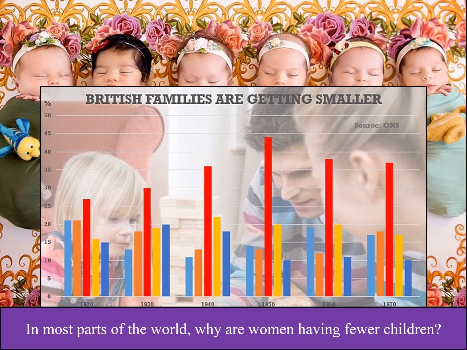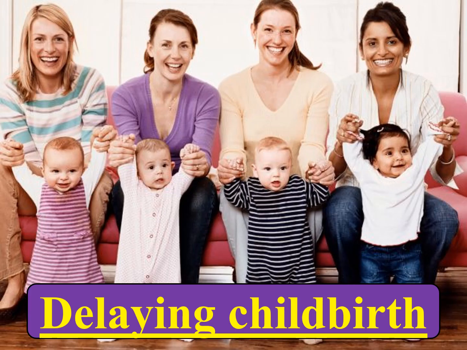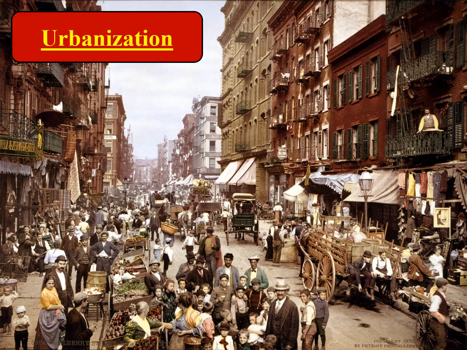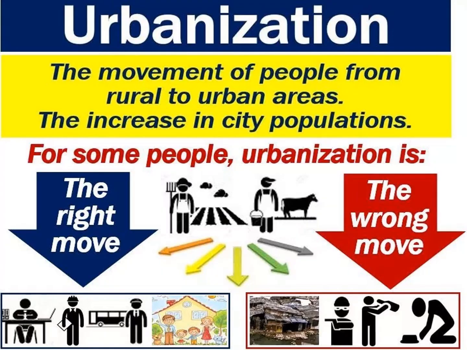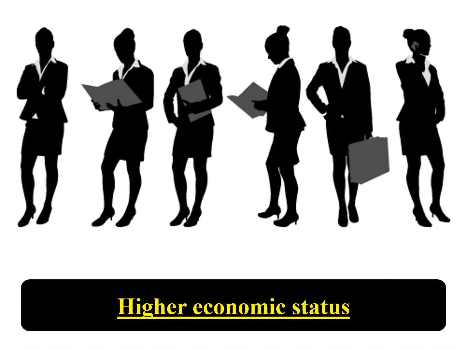In most parts of the world, why are women having fewer children? In 2008, 39% of German women had reached the age of 40 without having a child, and that's because women are pursuing other things outside of the home. They're getting married later. They're delaying childbirth. As countries become more developed, there's a much higher cost for raising children. Urbanization means less space. The status of women, higher education levels, and higher economic status are all reasons why globally women are choosing to have fewer children.